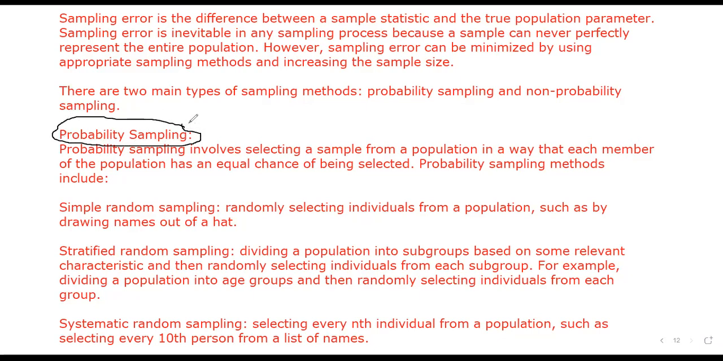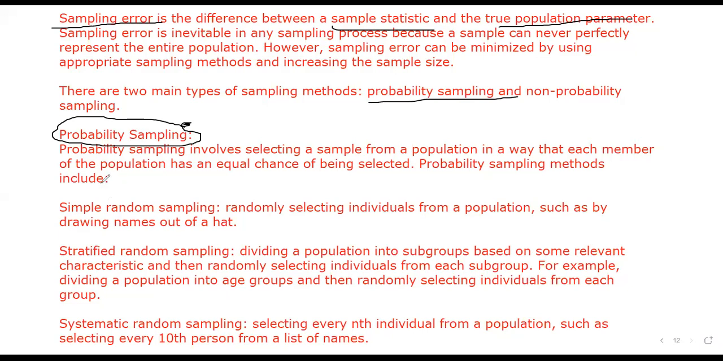Sorry, Mr. Collins, what was the question? I didn't get it. So first the question is what is sampling error? Sampling error is the difference between the sample statistics and the true population parameter. Sampling error is inevitable in any sampling process because a sample can never perfectly represent the entire population. However, sampling error can be minimized using appropriate sampling methods and increasing the sample size. There are two main sampling methods that we're going to look at: probability and non-probability.